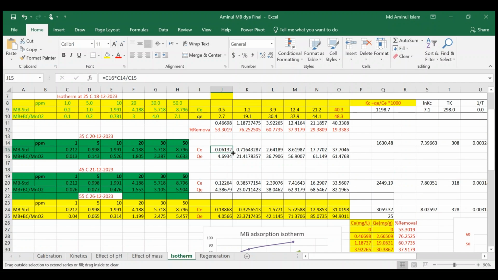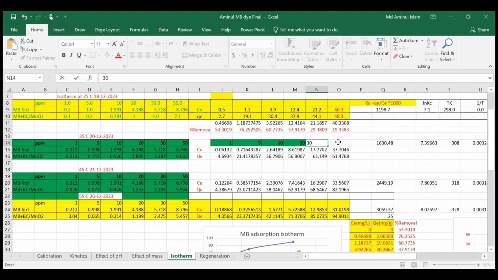And if you scroll down, you will get equilibrium concentration for initial concentration 1, 5, 10, 20, 30, and 50. So this is the equilibrium concentration for this initial concentration.